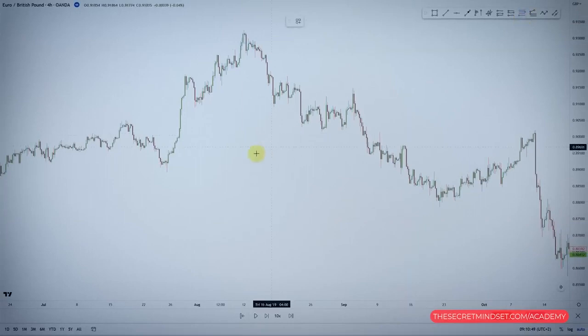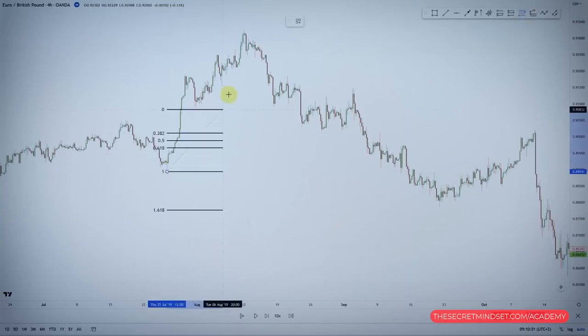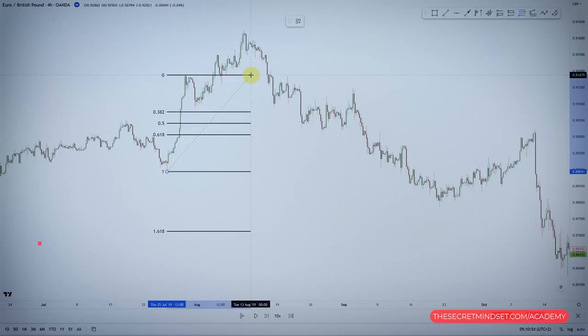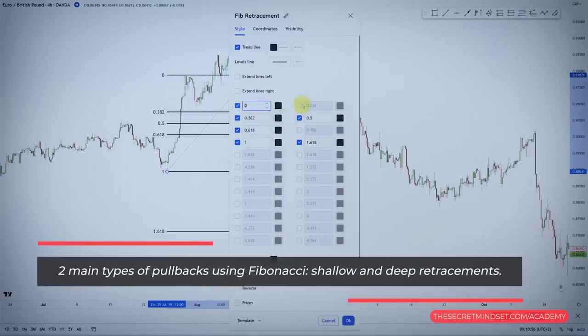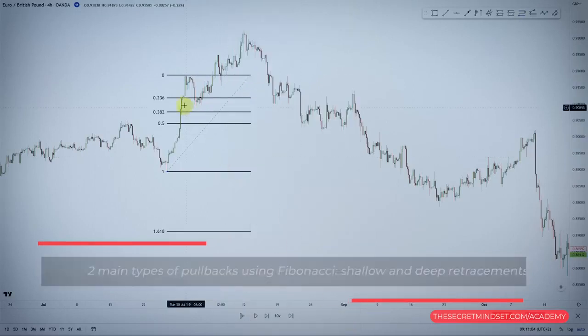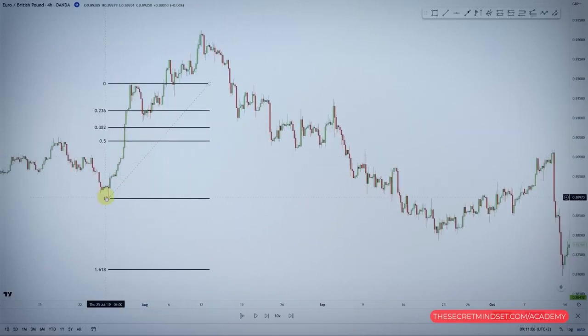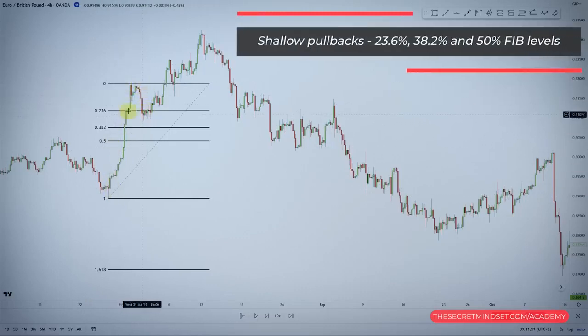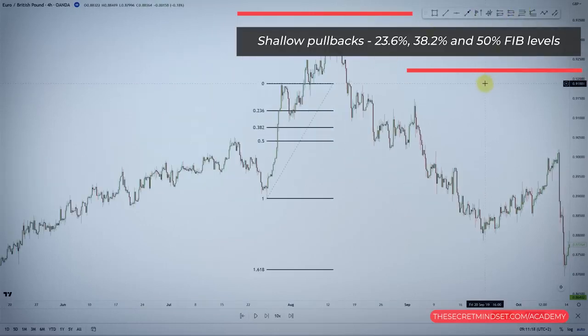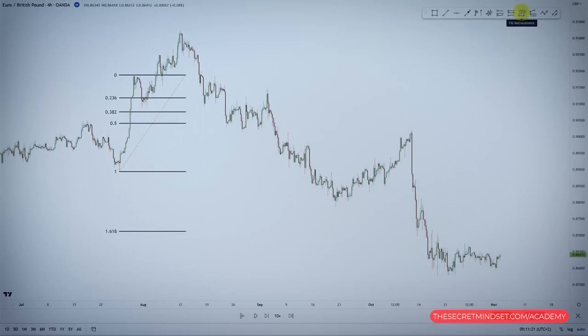Fibonacci levels provide areas of interest to watch for pullbacks. There are two main types of pullbacks using Fibonacci: shallow and deep retracements. If you correctly analyze the strength of the trend, you will have high probability areas to take trades. Once a trend has clearly established itself, you will often see shallow pullbacks to the 23, 38, and 50% Fib levels, which are very typical before the trend continues. So when the trend is strong, pay attention to these Fib levels.